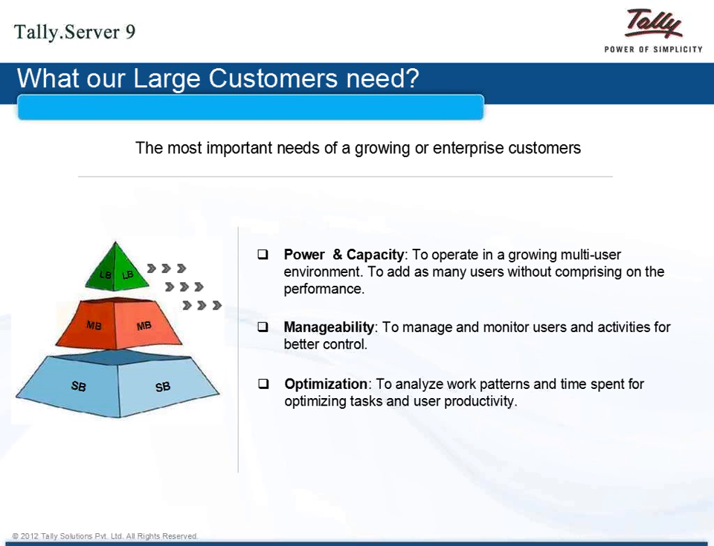For example, the company spends 60 hours monthly on bank reconciliation statement or 120 hours monthly on outstanding statements, which may be analyzed further by enterprises to improve productivity. These monitoring benefits are available in Tally Server 9. This helps in optimization and user productivity.